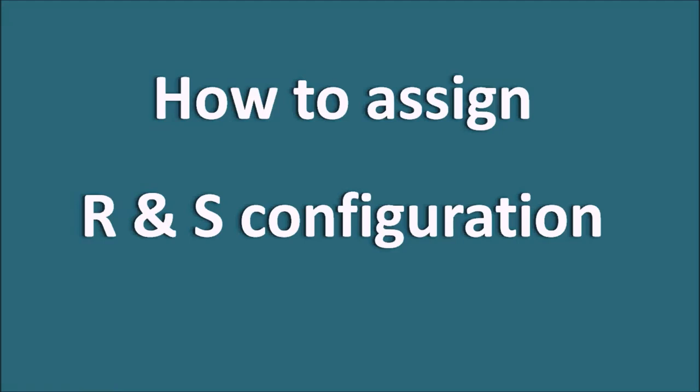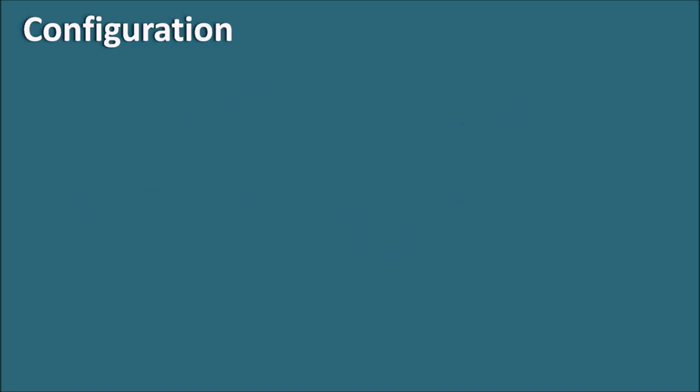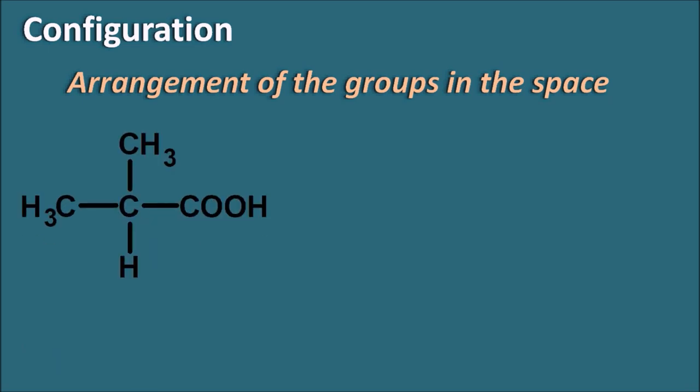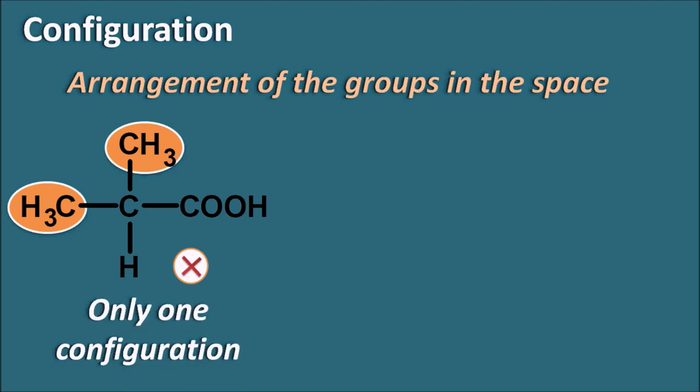How to assign R&S configuration. What is configuration? Configuration is the arrangement of the groups in the space. Suppose let us take a structure like this, and here the central carbon is attached to one group CH3 and another group CH3. Since the two groups are similar, this carbon is not the stereoactive center. Therefore, this structure will have only one configuration within the space.